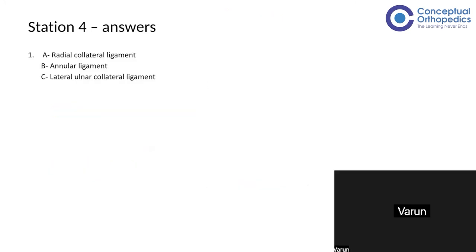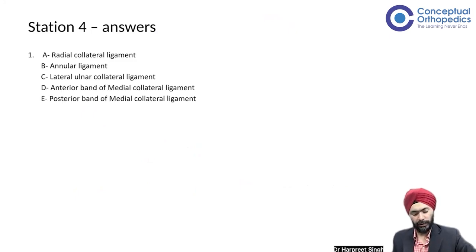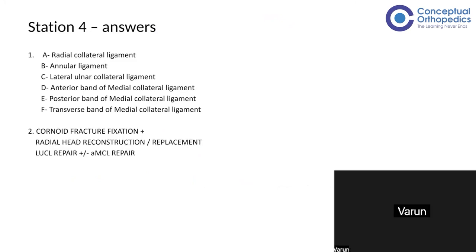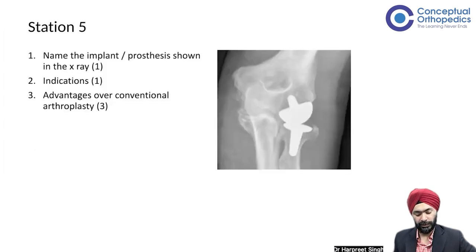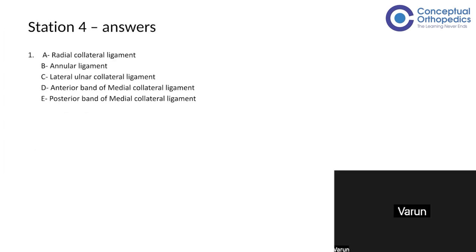So we got all this: radial collateral, annular, lateral ulnar collateral, anterior band, posterior band, transverse band, coronoid, radial head reconstruction. Sir, should we also mention how we are fixing the radial head, with a mini plate or radial head plate or with screws? You have 5 minutes. See this, what all can you write? Whatever I have written, you will be able to write this in 5 minutes, right? Yes sir. You want to mention ATLS.